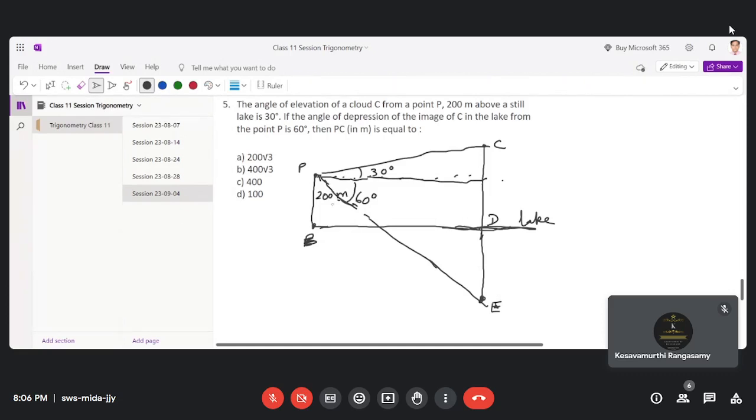Now this is a rectangle. Since this is 200 meters, this is also 200 meters. Let's say CDE, and this point, let us say Q. So QD will be 200 meters. So here you can put down tan 30 degrees, tan 60 degrees, and you can solve it fairly easily.